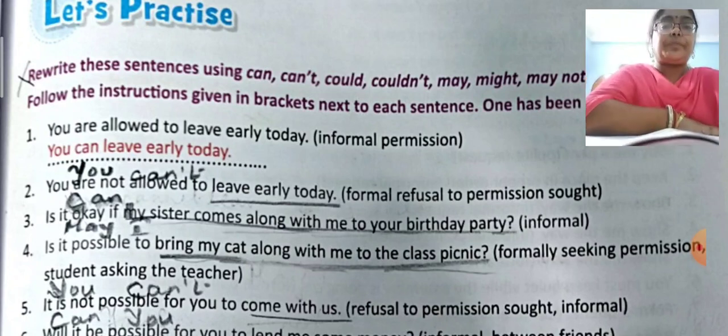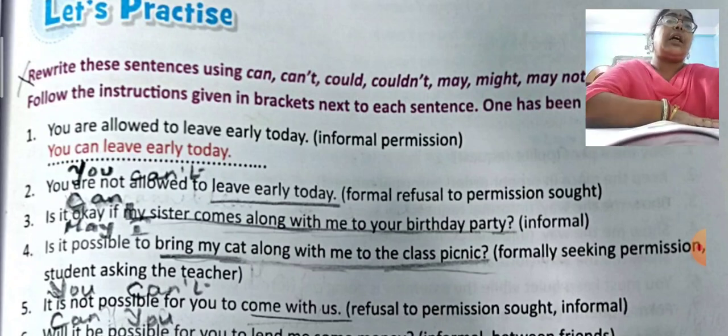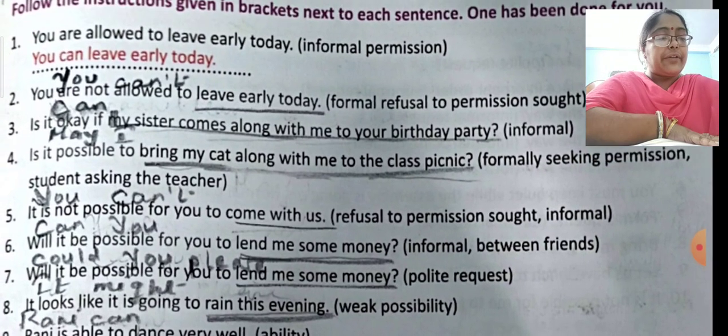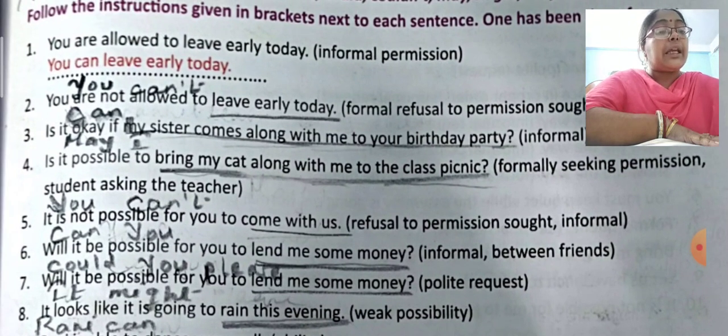Now see number 3. Is it okay if my sister comes along with me to your birthday party? It's informal. So, can my sister come along with me to your birthday party? Next, is it possible to bring my cat along with me to the class picnic? So, what will I write? Formally seeking permission. May I bring my cat along with me to the class picnic?